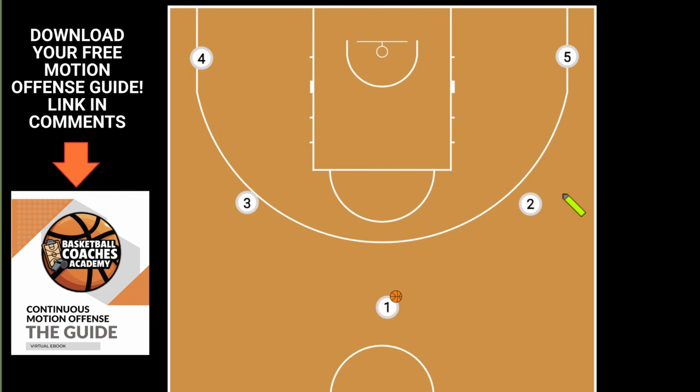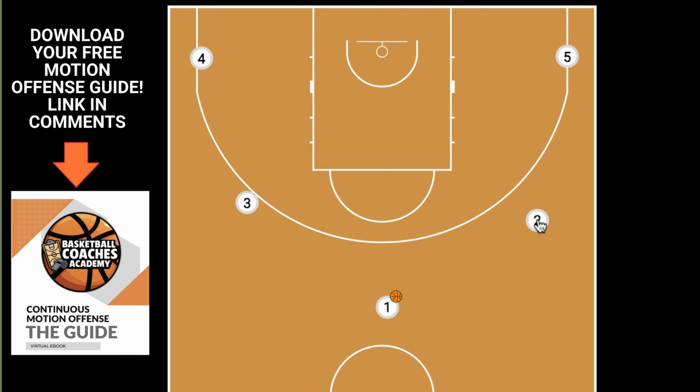Right. So obviously, let's start with our cutting situation first. We can look at getting a little V cut going inside the key and out to get open. That's an easy solution. We can also look to cut to the basket, right? And if we don't receive that pass, we're going to continue cutting and fill a different spot. Those are two easy cuts that we can do to get open.